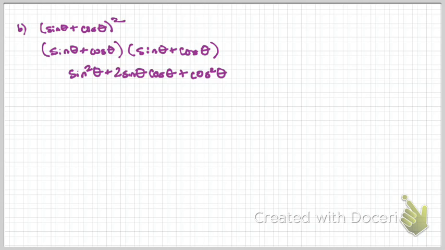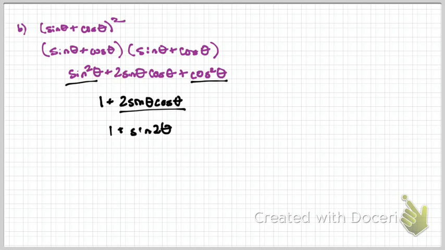And what do we have here? This is equal to 1. So we have 1 plus 2 sine of theta cosine of theta. And this looks familiar. This is 1 plus sine of 2 theta, your double angle formula. There it is. Alright, hope that helps with 39. So algebra with a little bit of trig.